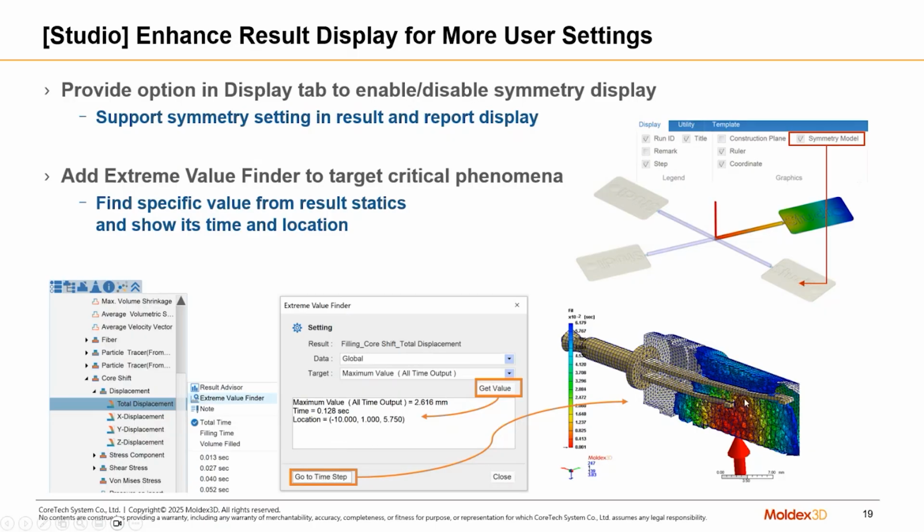So for example, in this core shift, you can see that the core deflects quite a bit. And then once the material gets around to the top side, it kind of shifts downwards. So let's say I want to find when that maximum displacement value occurred. I can use the extreme value finder to see at what time that maximum displacement occurred and at what location that highest displacement occurred as well.